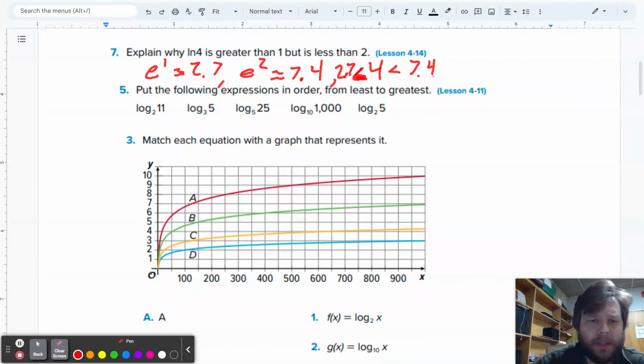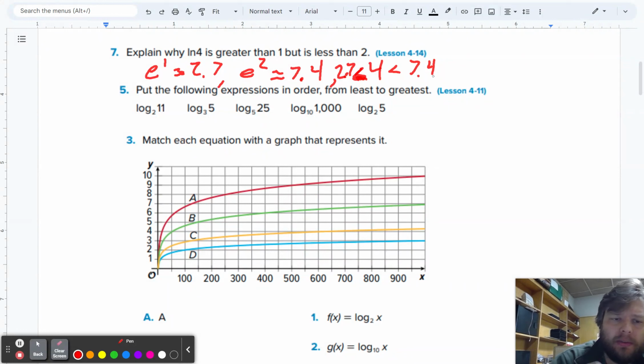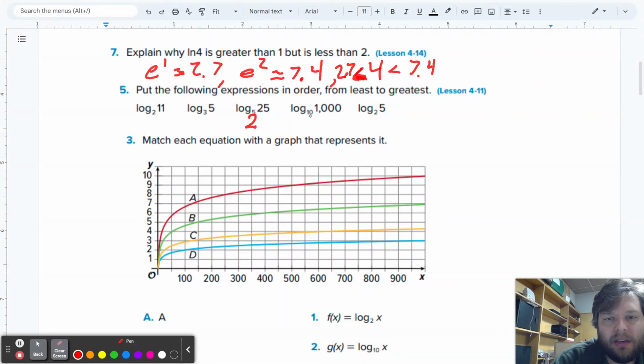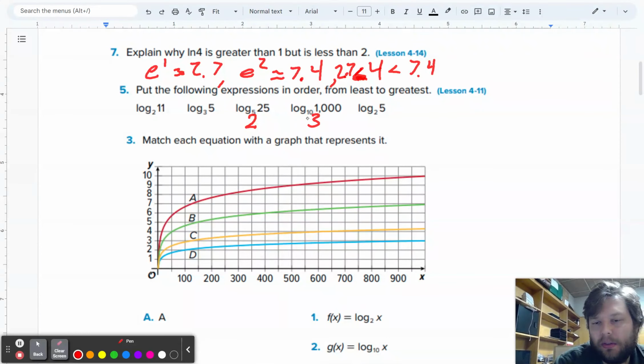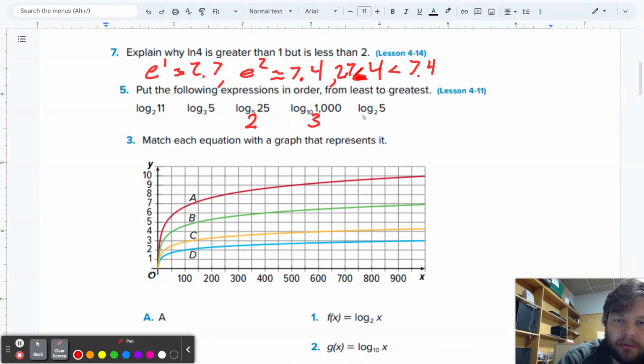Okay, now let's put the expressions in order from least to greatest. Let's see here. There's a couple that are nice whole numbers, like log base 5 of 25 is 2. Log base 10 of 1,000 is 3, because 5 to the second power is 25, 10 to the third power is 1,000. I know log base 2 of 5 is a little bit bigger than 2, because log base 2 of 4 is exactly 2.